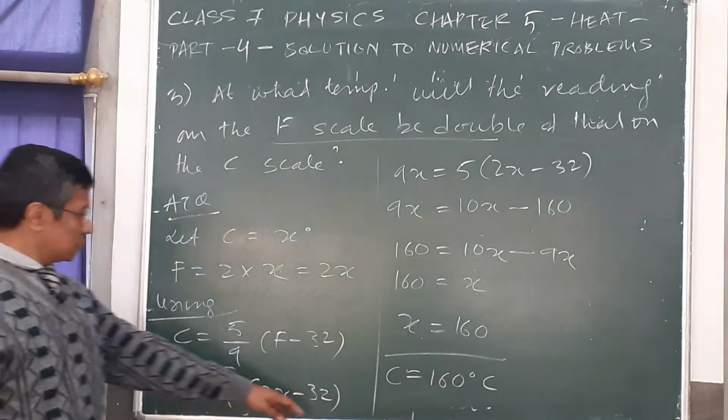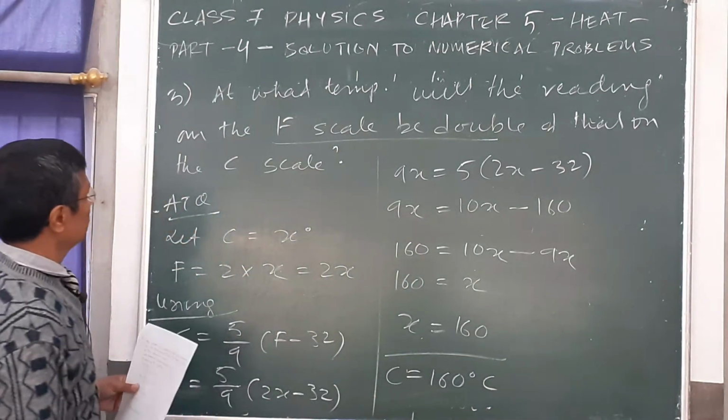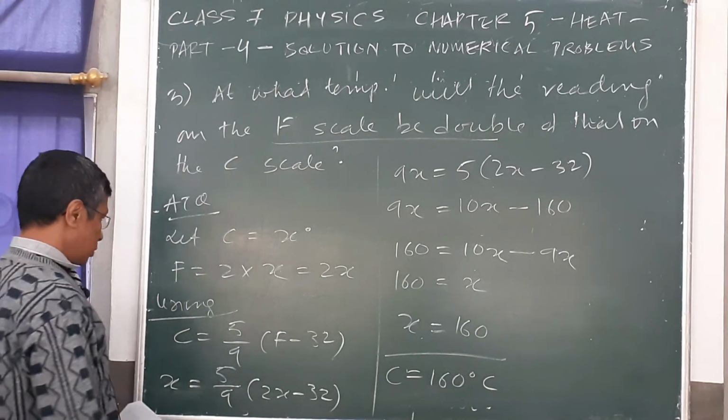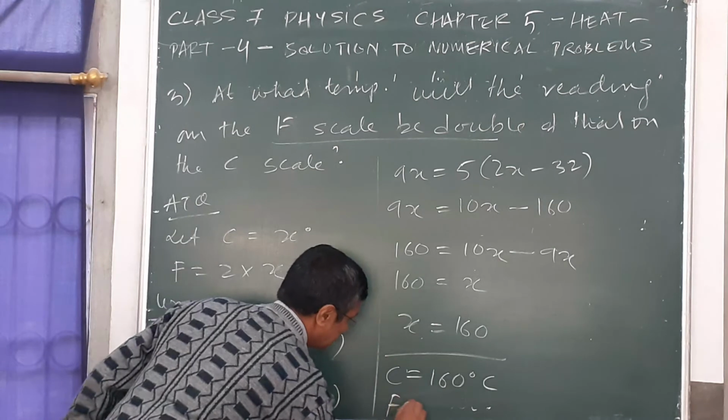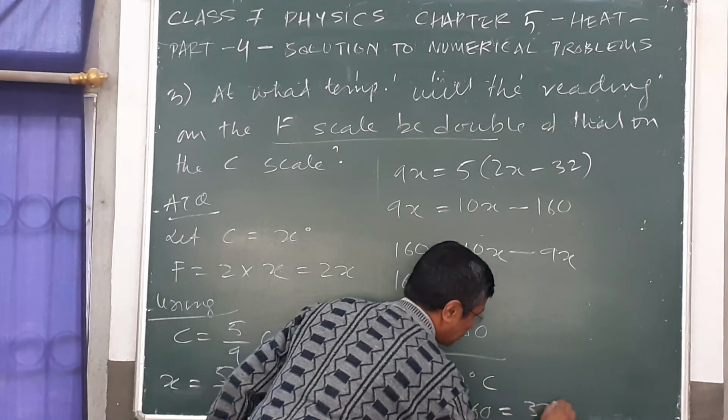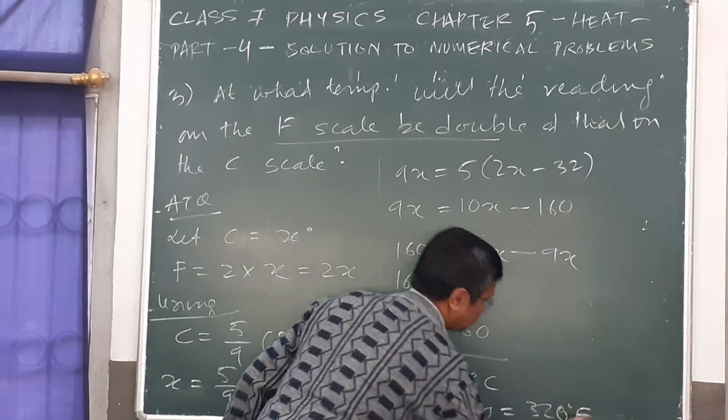That means at 160 the temperature on the Fahrenheit scale will be double, which means that in the Fahrenheit scale the temperature will be 2 times 160, that is equal to 320 degrees Fahrenheit.